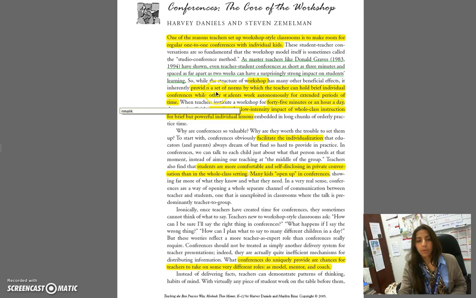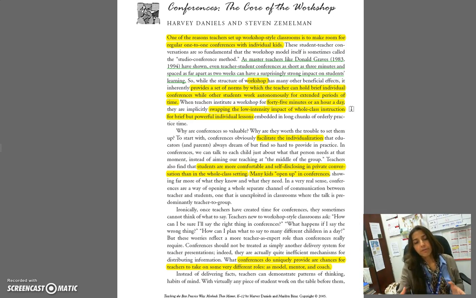Now, workshops provide a set of norms, a set of discipline guidelines by which teachers can hold brief individual conferences while other students work autonomously for extended periods of time. So while I'm having a conference with one student in my workshop classroom, the other students can be engaged in some task on their own. These sessions can be 45 minutes or an hour a day. So she can have the classroom workshops for about 45 minutes to 1 hour a day, in which she can schedule several individual one-on-one conferences with the students.